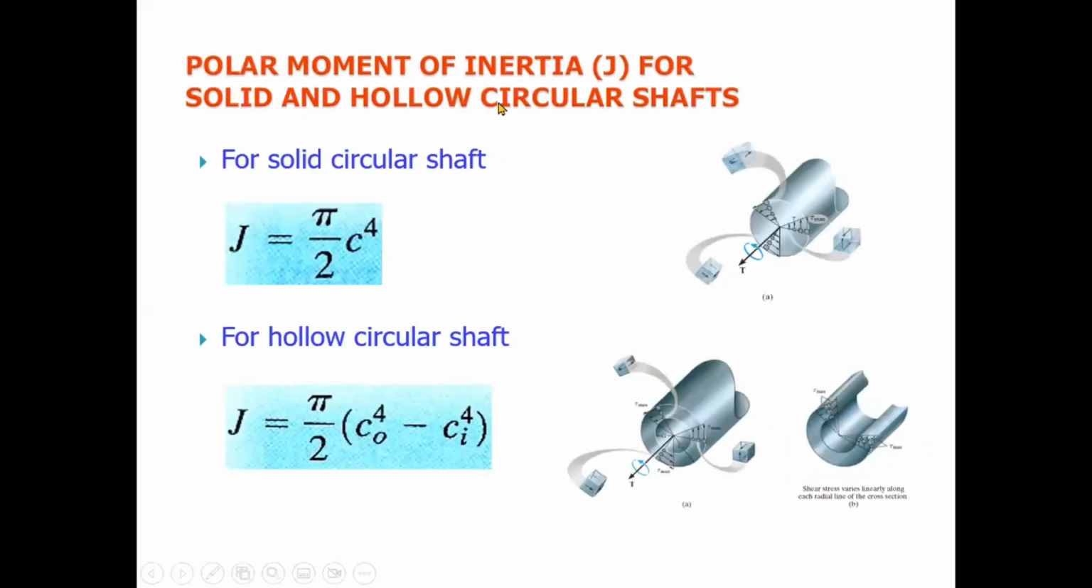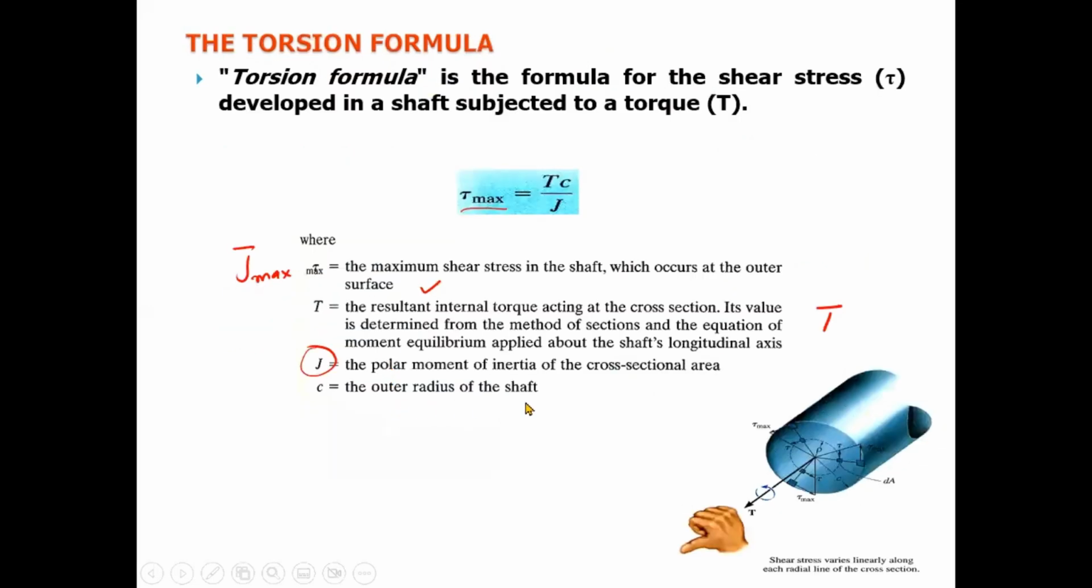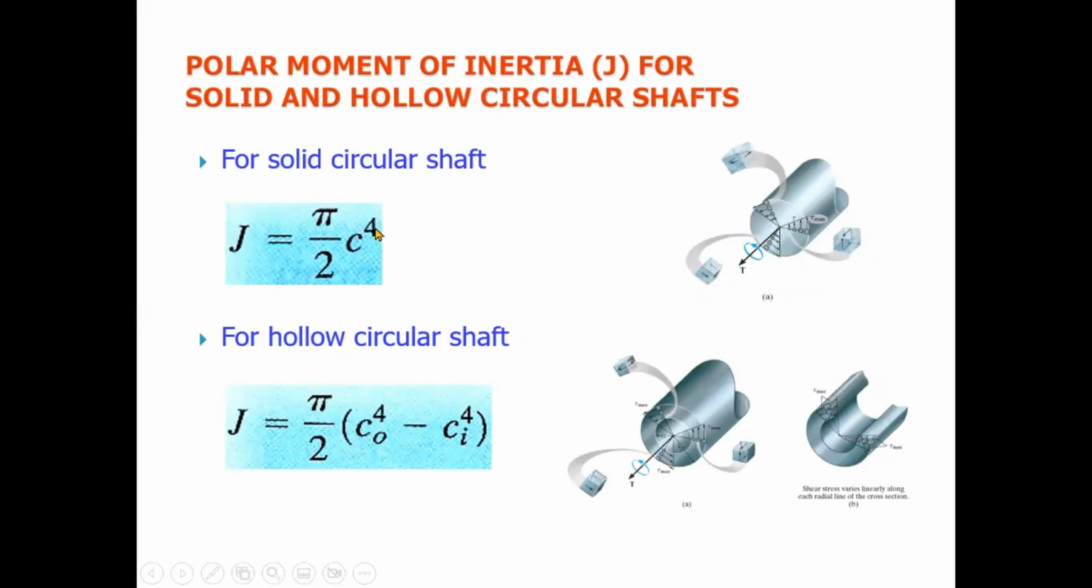The polar moment of inertia for solid and hollow circular shafts: for a solid circular shaft, J equals pi by 2 C to the power 4, where C is the outer radius of the shaft. For a hollow circular shaft, J equals pi by 2 times C outer to the power 4 minus C inner to the power 4. This is the outer radius, this is the inner radius. C represents the radius, J is the polar moment, raised to the power 4.